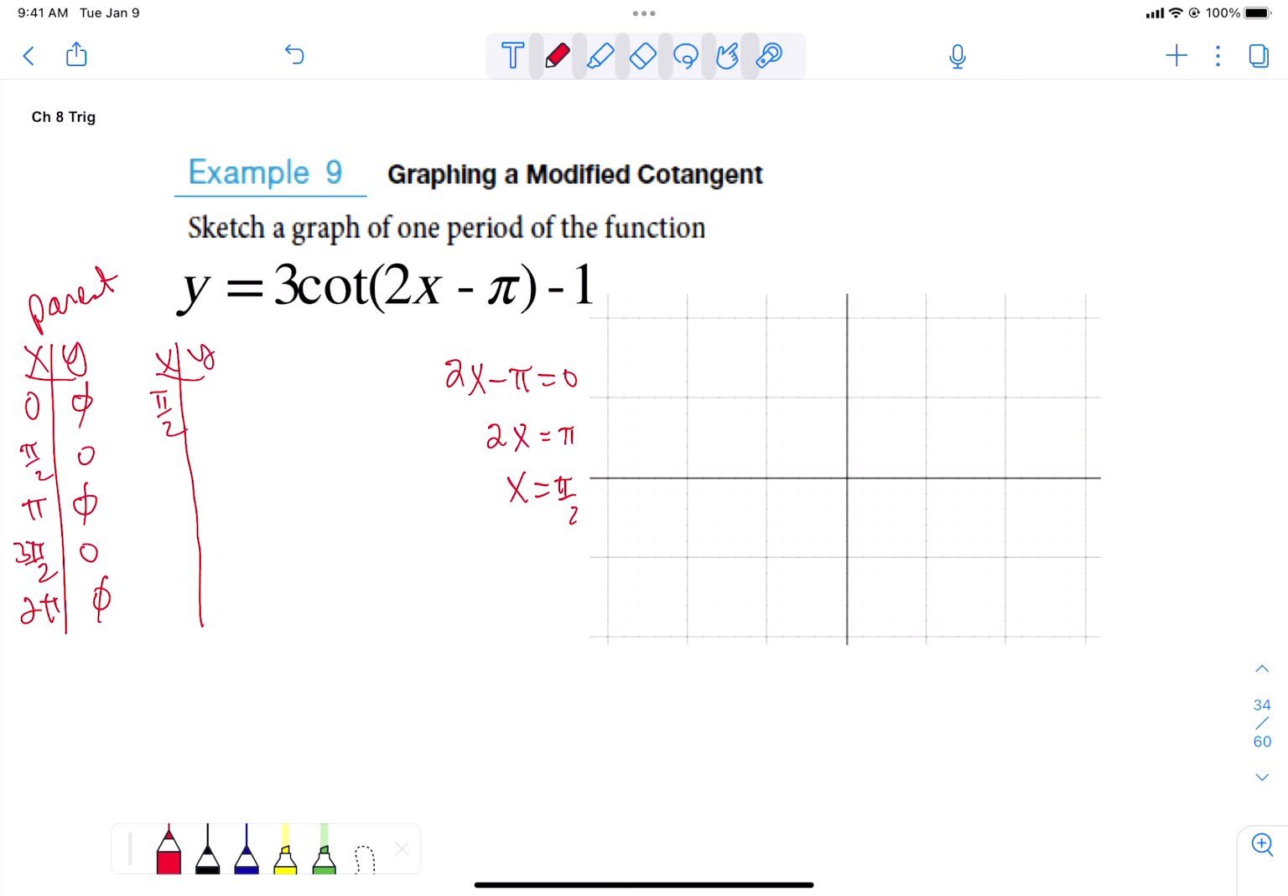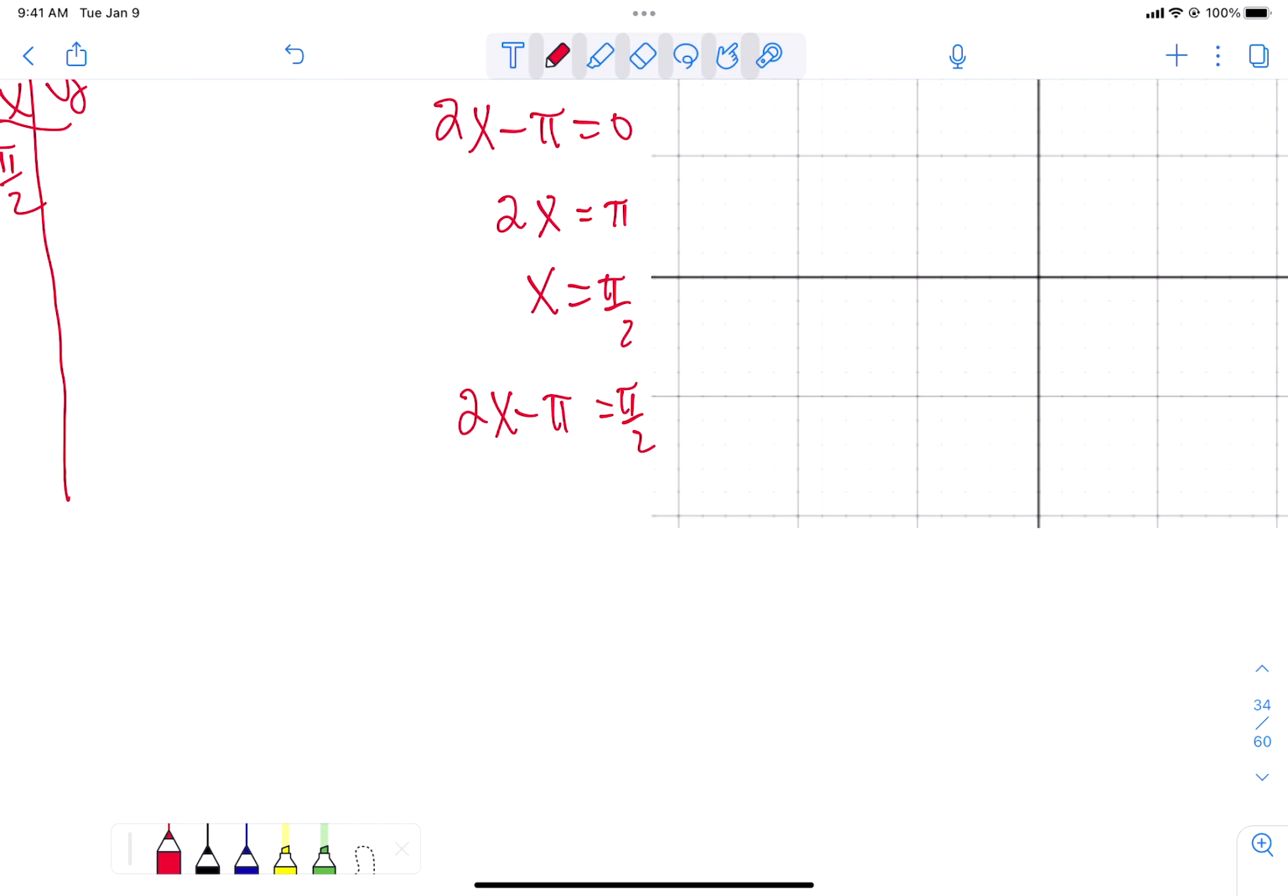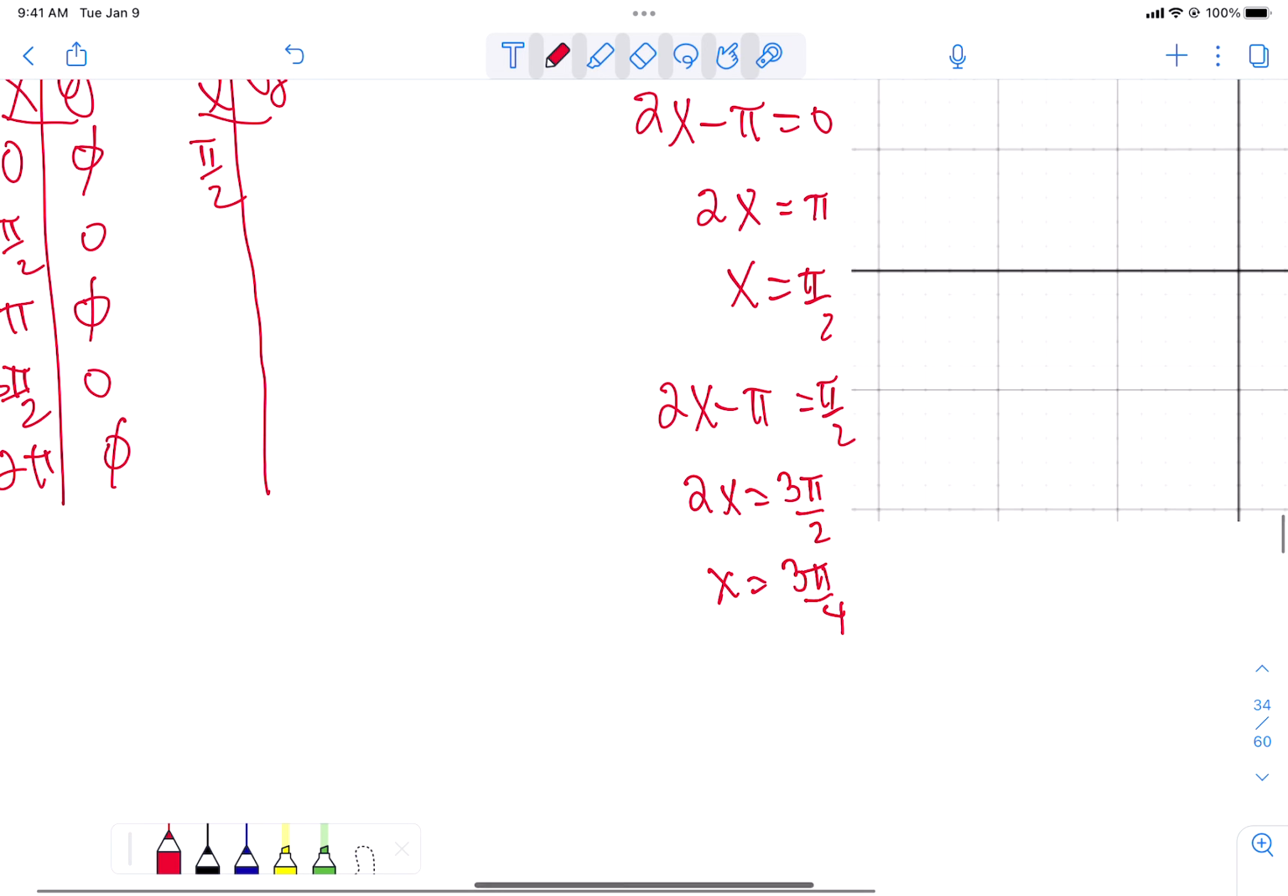Now let's do it again. We need to see what the spacing is. Can we find out what the spacing is? So you say, where does 2x minus pi equal pi over 2? Well, to solve for that, if you add a pi to a pi over 2, that's one whole pi with a half a pi, which is 3 halves. 3 pi over 2. This 2 is going to cross over and multiply by the 2 down there, so that's going to be 3 pi over 4. That's our next one.